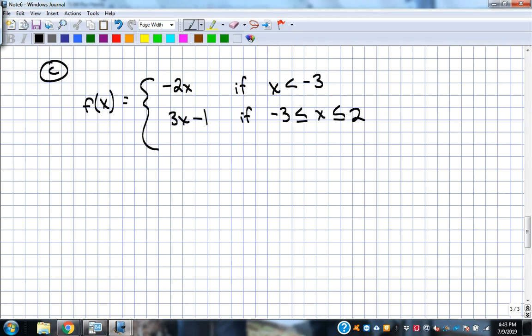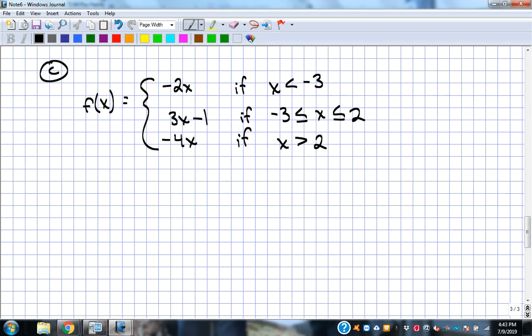Okay, so we're using the -3 in the second piece, not in the first piece. We're using the 2 in the second piece. And then this last piece, let's do -4x if x is greater than 2. Okay, so 3 linear pieces in there, nothing fancy going on as far as the pieces go, but it's got 3 pieces, so it's got to be a little bit more difficult.